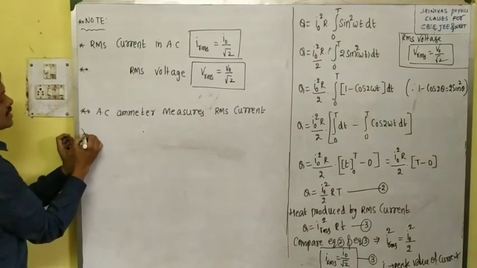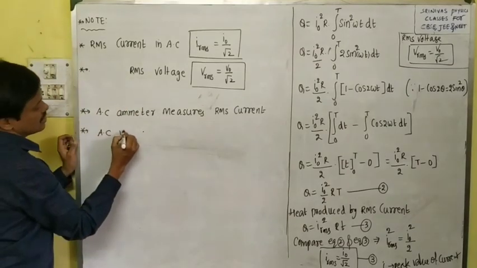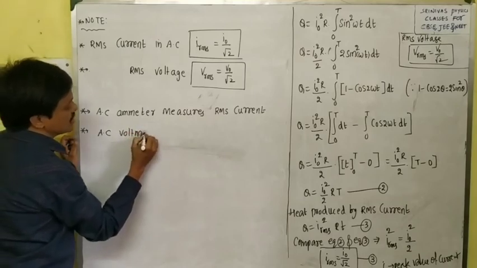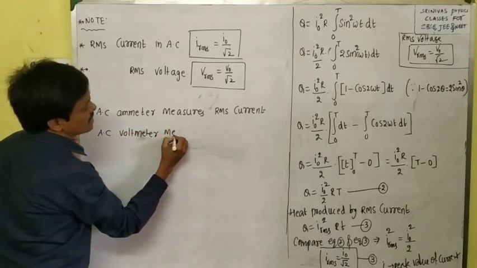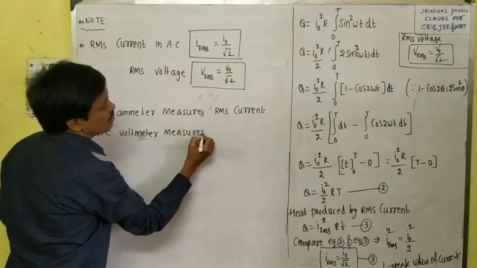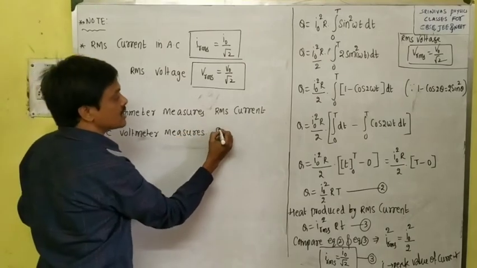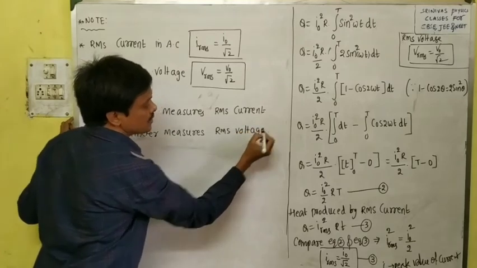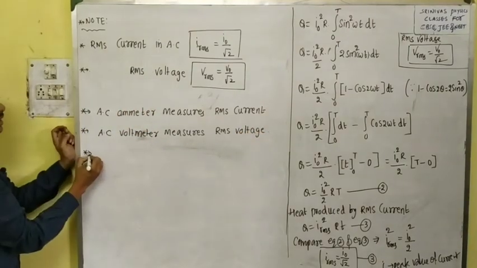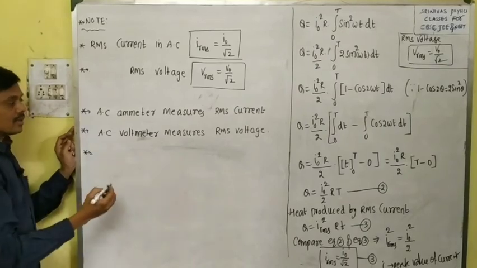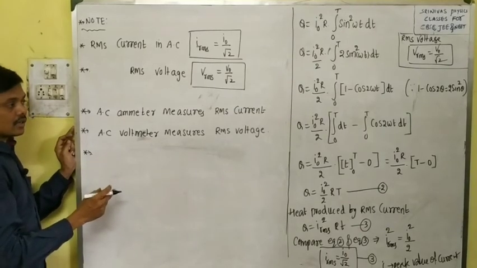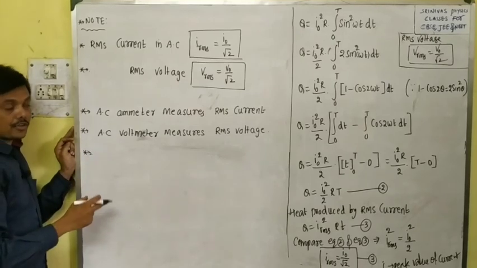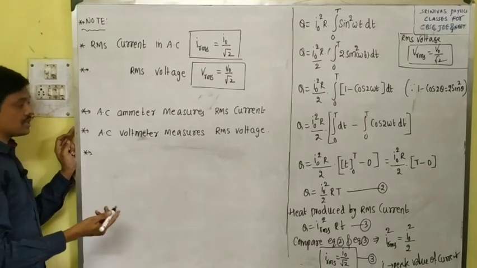If you connect the AC voltmeter, what will it measure? AC voltmeter measures RMS voltage. And for the DC equivalent, if you want AC equivalent to DC, the RMS current value is equal to the DC current.